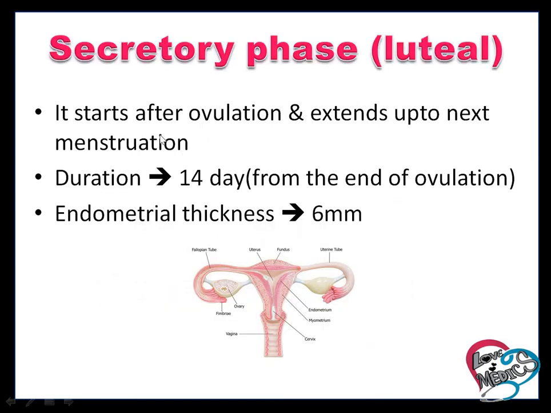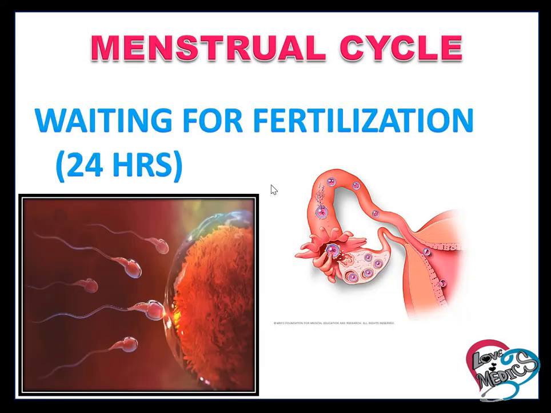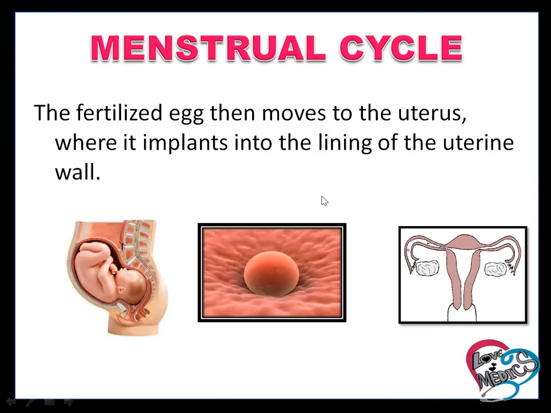Now the secretory phase starts from ovulation and extends up to the next menstruation. The duration is 14 days from the end of ovulation. Then the endometrial thickness is 6 mm. The released ovum is captured by the fimbriae and travels through the fallopian tube. It waits in the fallopian tube for 24 hours for fertilization. If the egg is fertilized, the fertilized egg moves to the uterus and is implanted in the lining of the uterus. Then it develops into the baby, the fetus.